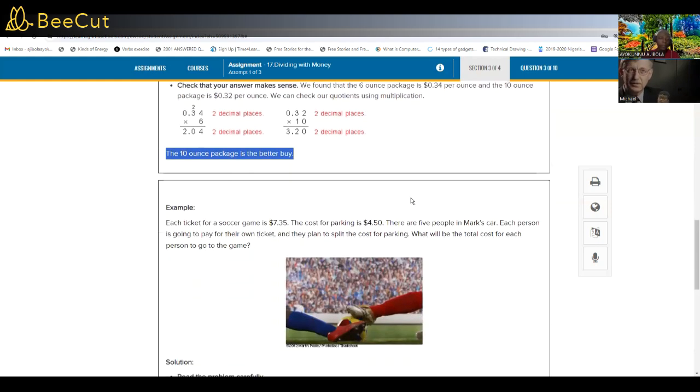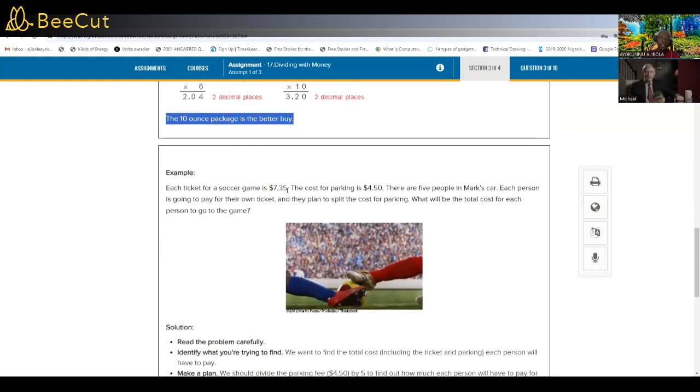Okay. Now the next example. Each ticket for a soccer game costs $7.35. The cost of parking is $4.50. There are 5 people in Mike's car. Each person is going to pay for their own ticket, which means this number times 5, then plus the parking. And they plan to split the cost of parking. So what will be the total cost for each person to go to the game? That means the 5 of them will contribute the $4.50. Is that clear?